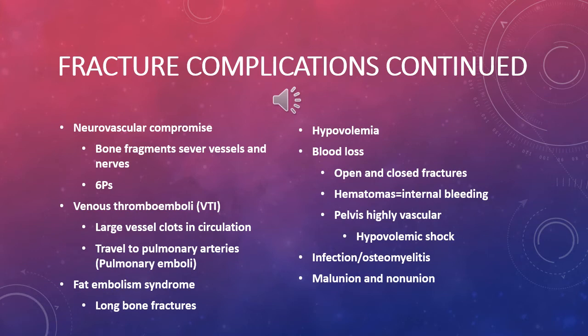Another complication is hypovolemia, or low blood volume, and this is caused from blood that is lost during the fracture, and it is common with open and closed fractures. Also, the pelvis is highly vascular, so it is likely that if a client has a pelvic fracture that involves damage to any vessels in that area, they're going to go into a hypovolemic shock, where the body is trying to compensate for this low blood volume. It is very important for the nurse to monitor vital signs for anyone with a fracture, because it will allow us to monitor for hemodynamic stability.